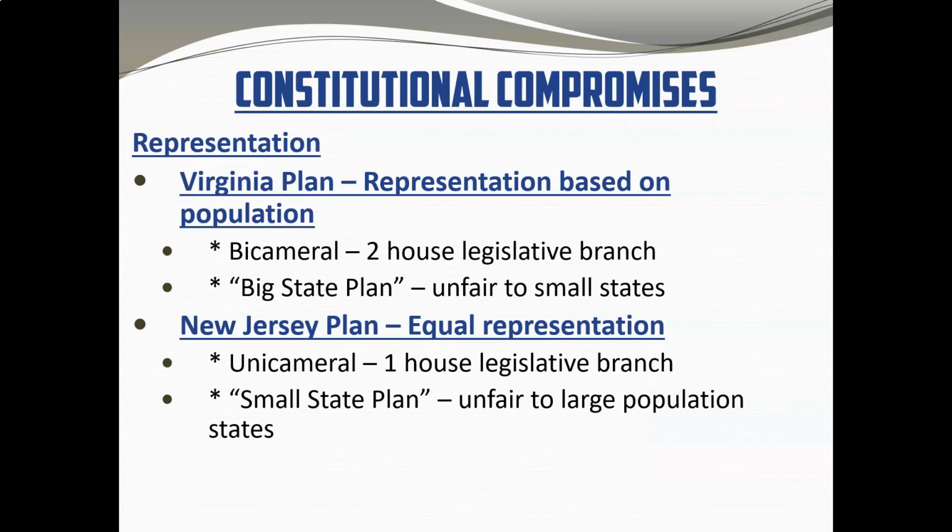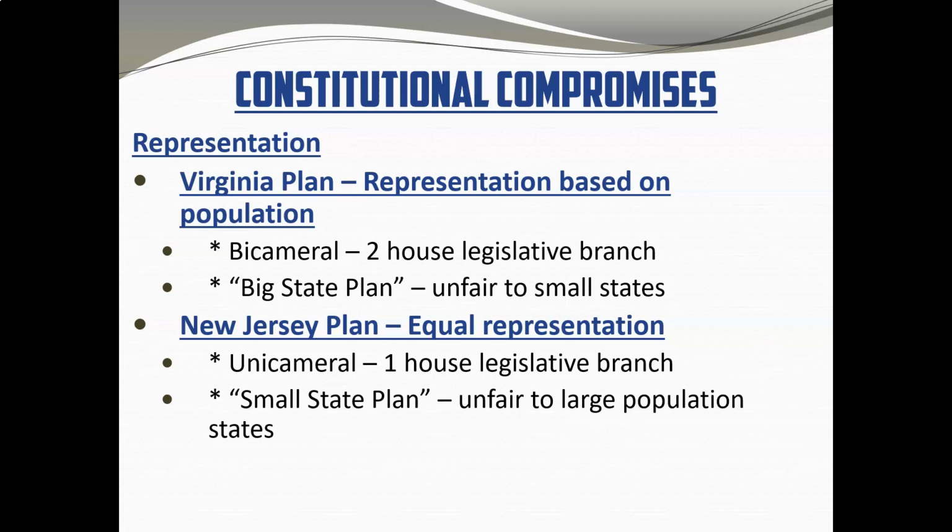Now, the two plans they came up with, the first was the Virginia plan, and the representation was based on population. What that meant was that you would have, just like we do today, a Senate and a House of Representatives, but each of them would be based on population. So if you're in North Carolina and we had 14 million people, then let's say for every million people you got one representative. So North Carolina would have 14.